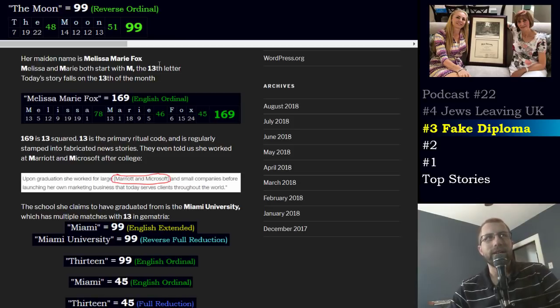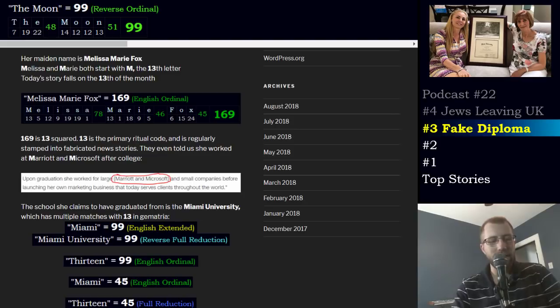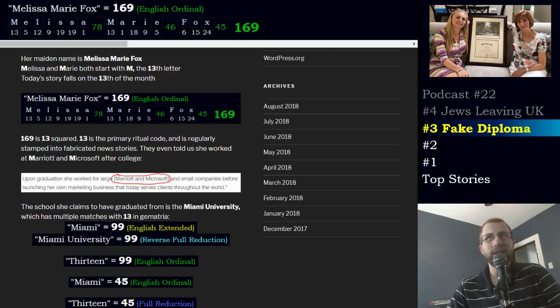So isn't it interesting here that this woman's name, at least her maiden name, was Melissa Marie Fox. So she's got the MM, the 1313. They also told us that she worked for Marriott and Microsoft after graduation. Again, MM, 1313. Now, when you multiply the number 13 by 13, you get 169, which is, again, 13 squared. And this woman's maiden name, Melissa Marie Fox, equals 169.